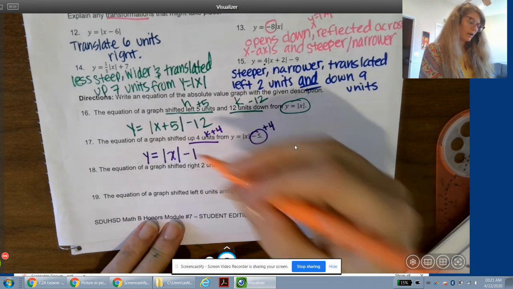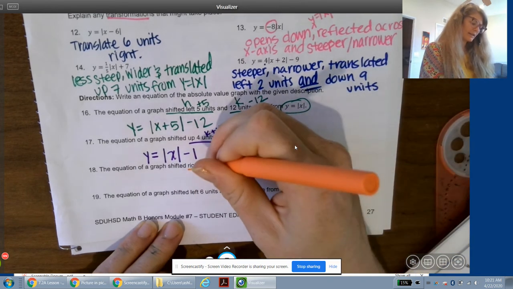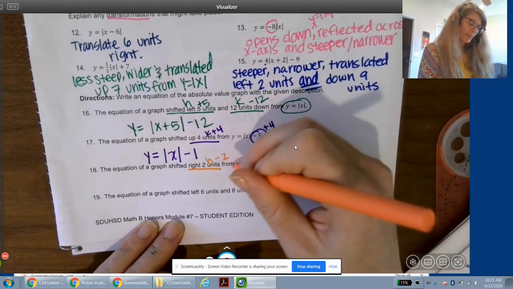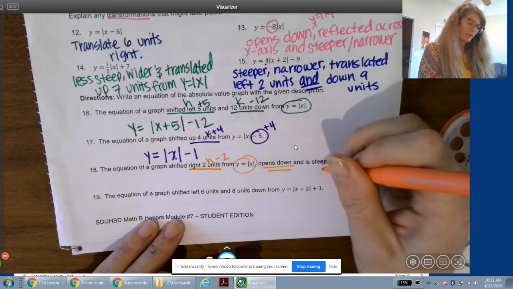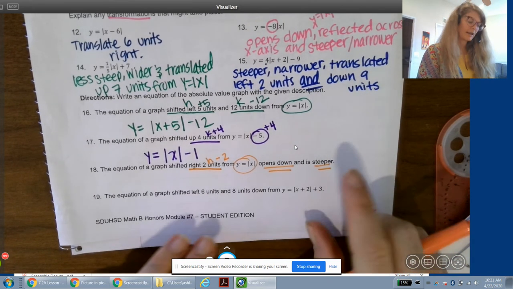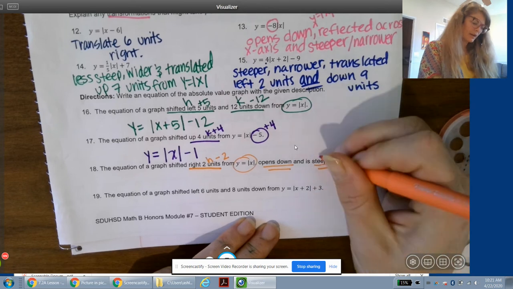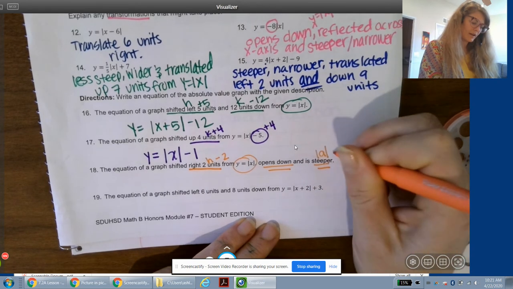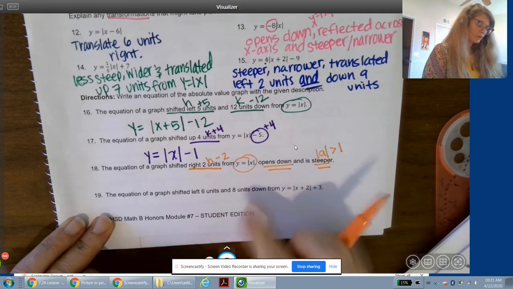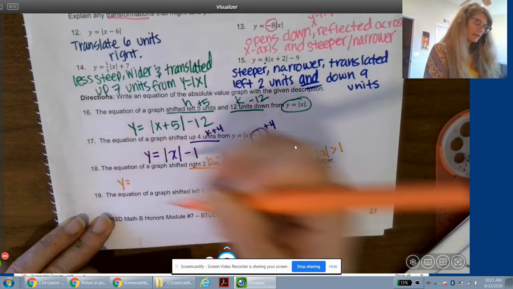Now, the equation of the graph shifted 2 units right. So that's an H value, and since it's right 2, I'm going to be subtracting 2. And then we need to also open down and be steeper. So this gives you a little bit of leeway. Because it needs to be steeper, your A value, the absolute value of A, has to be greater than 1, if you think about it. So there's a lot of possibilities here.